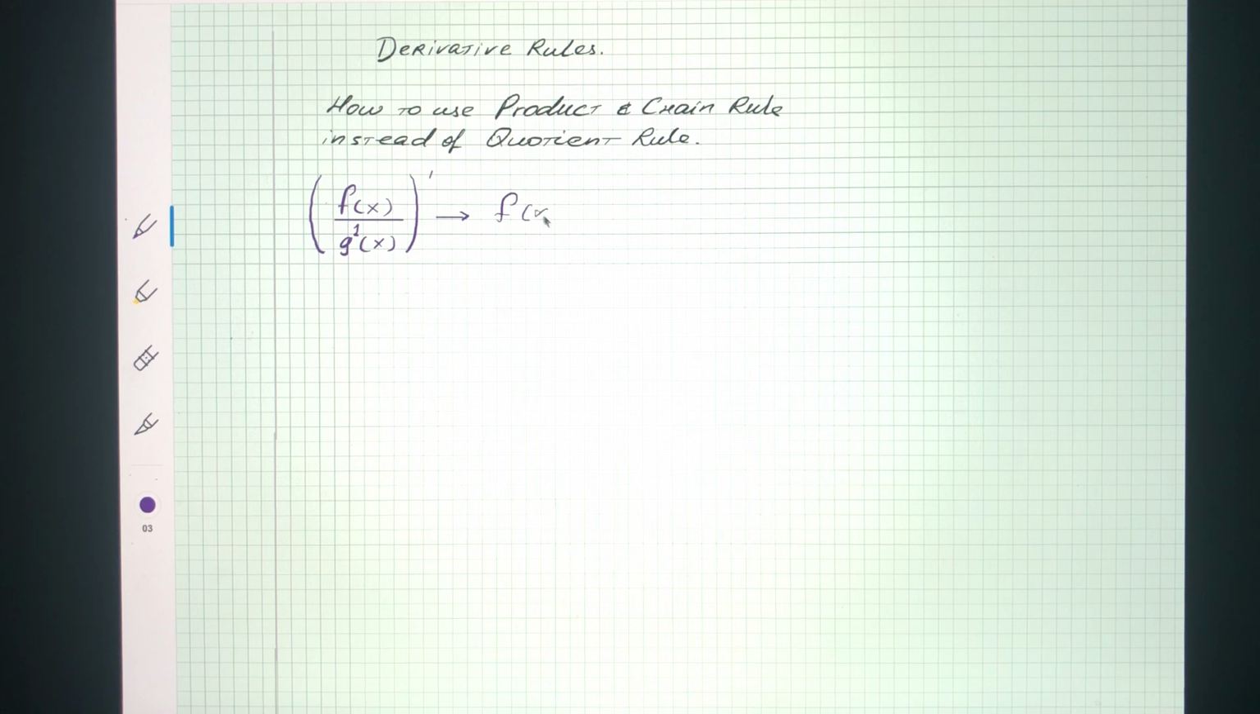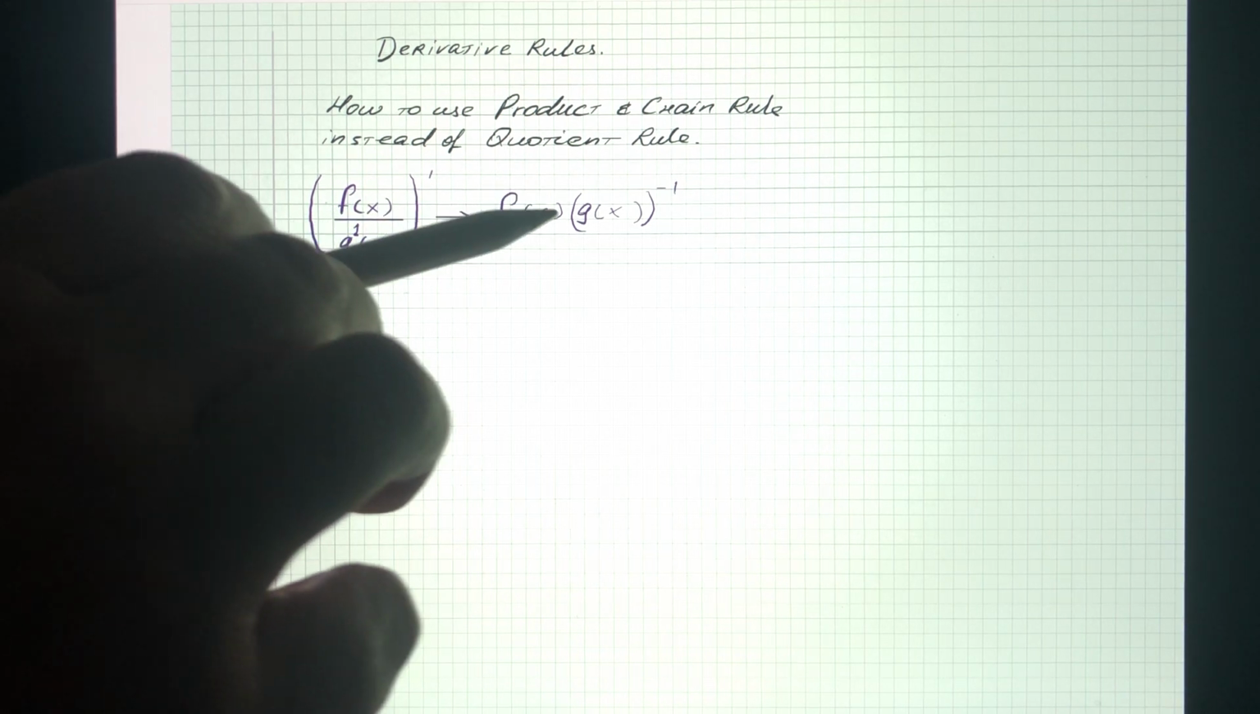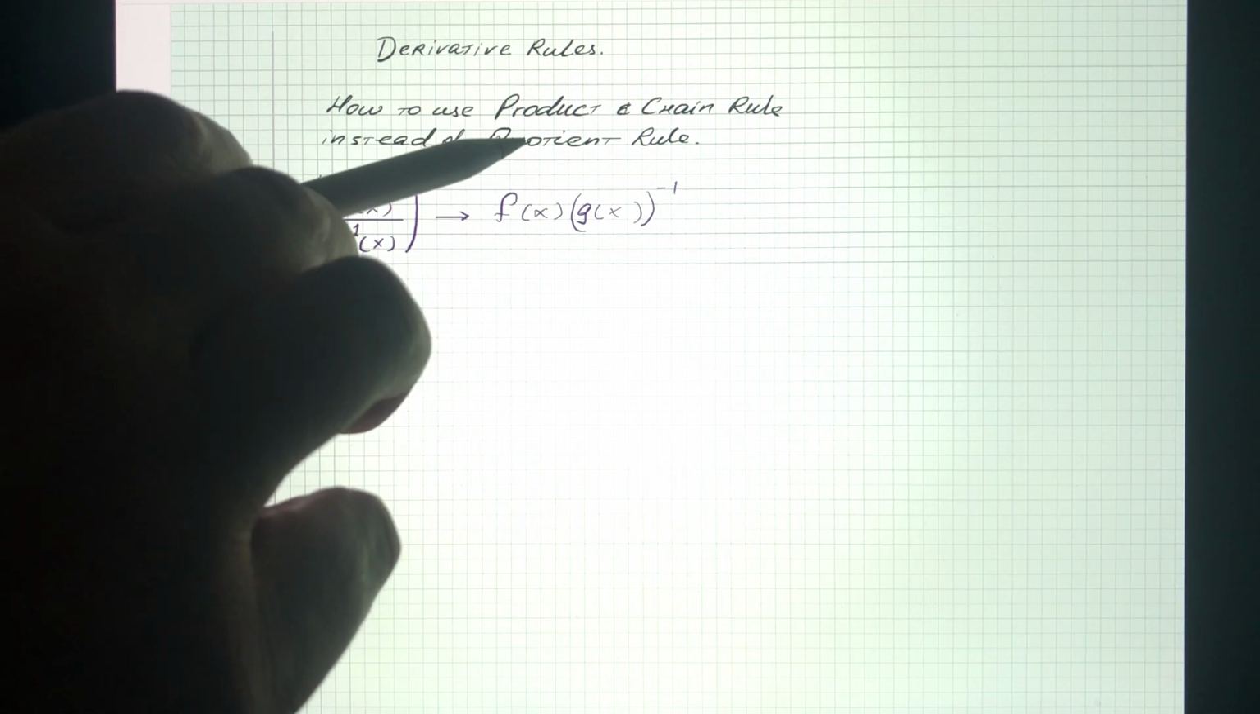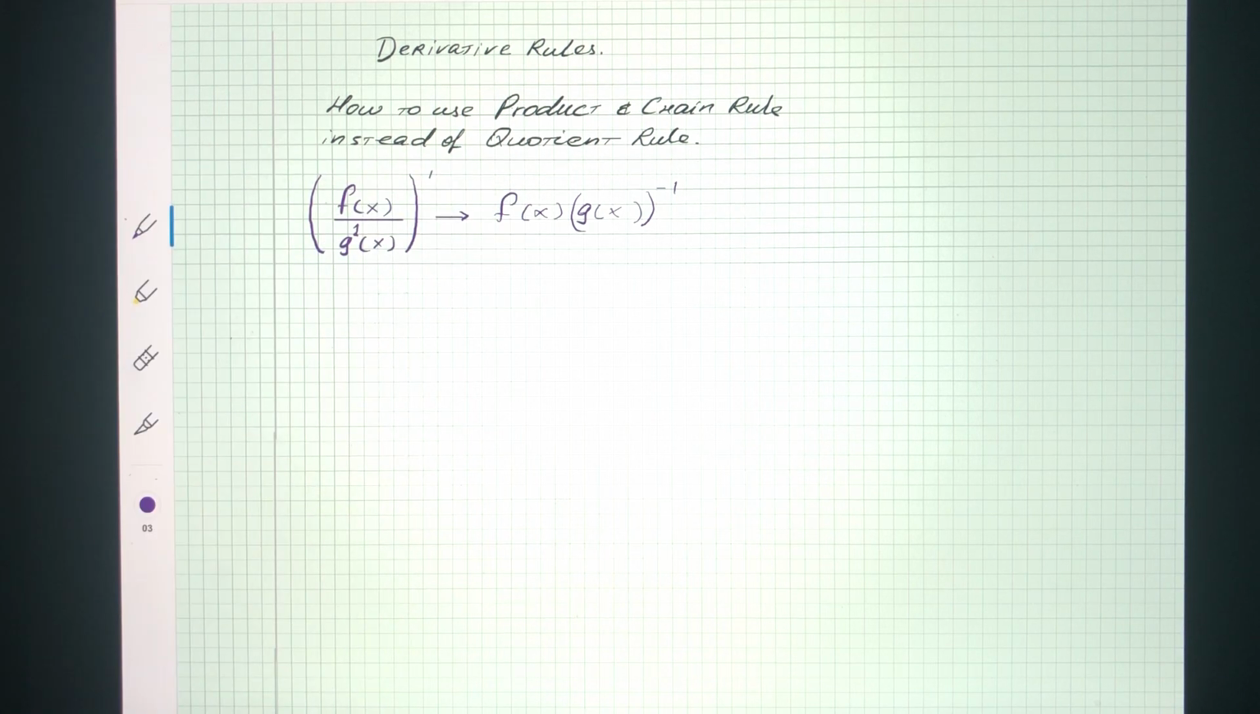So instead of having g to the first power, we're now going to have g of x to the power -1. But we now have a multiplication. So we have changed our quotient into a product. Now when we do the derivative, we will need to use the chain rule as well.